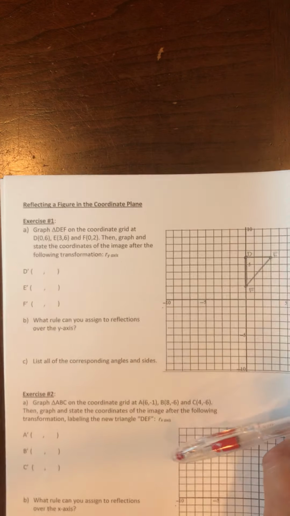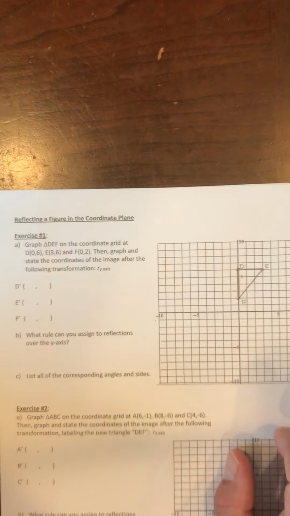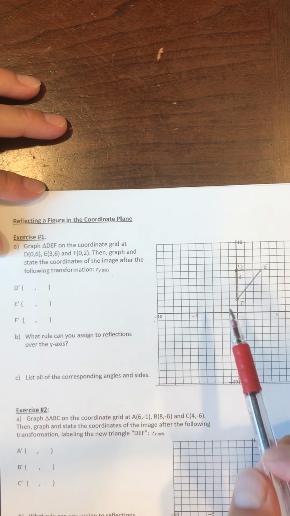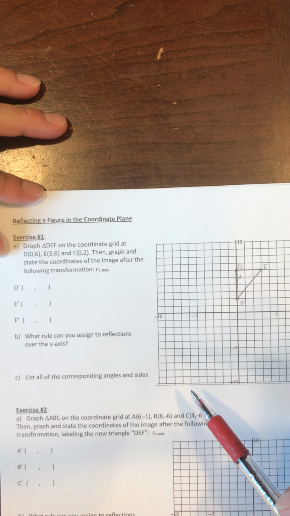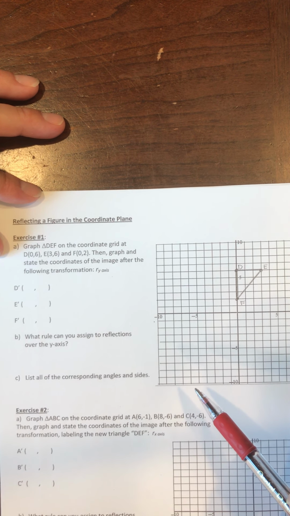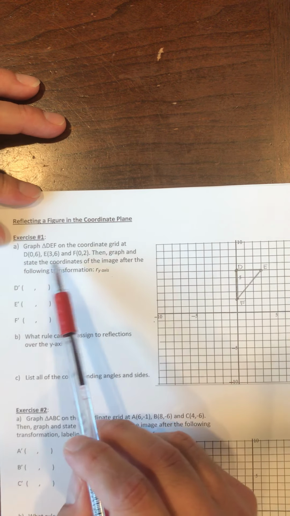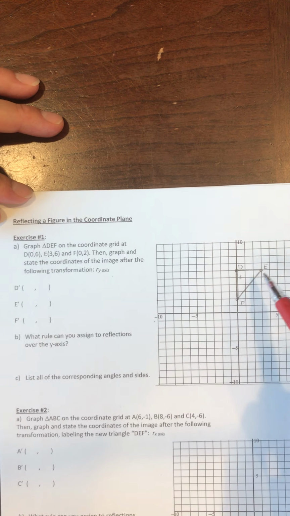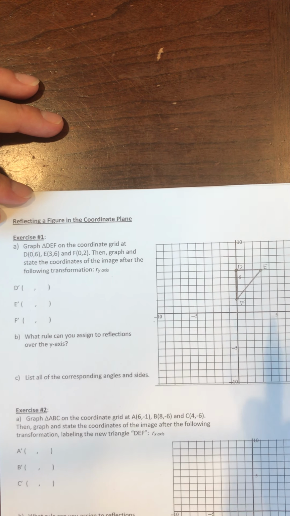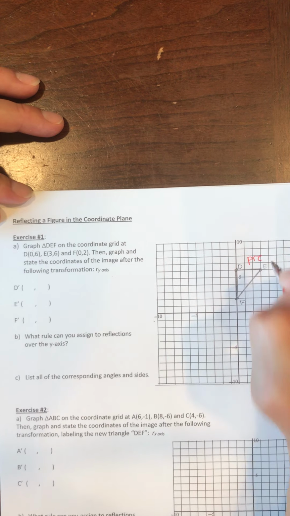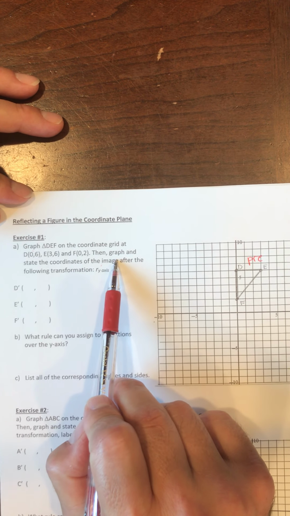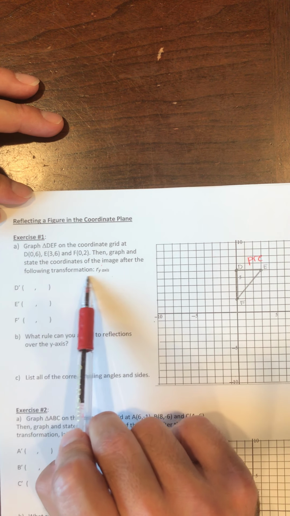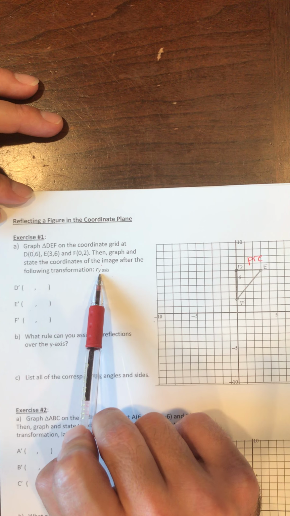All right, and here we go. We're going to reflect a figure in the coordinate plane. Today we're going to reflect over the x-axis and over the y-axis. Tomorrow we're going to do some other reflections. These are quick. Exercise 1 says graph this triangle. To save time, I graphed the original already, so this is the pre-image. Then we're going to graph and state the coordinates of the image after the following transformation: a reflection over the y-axis.